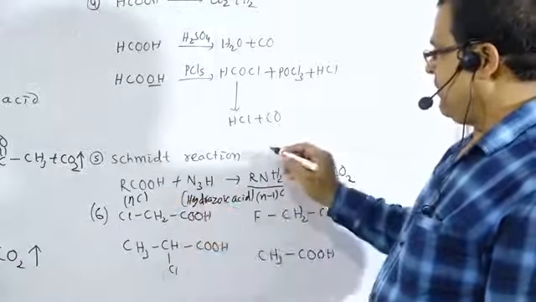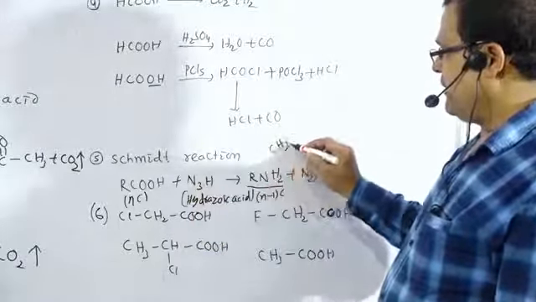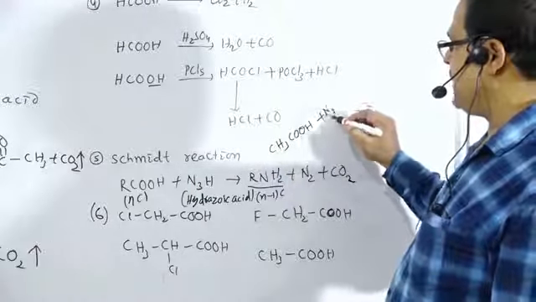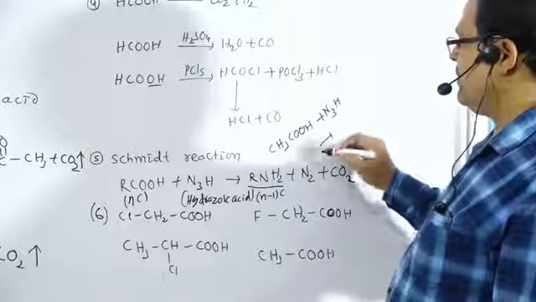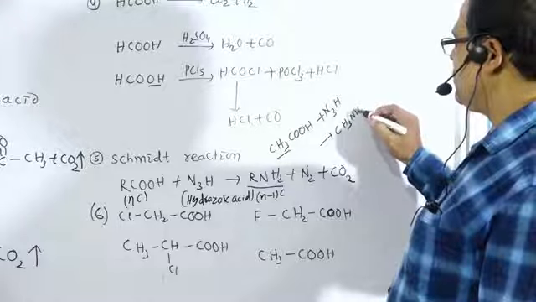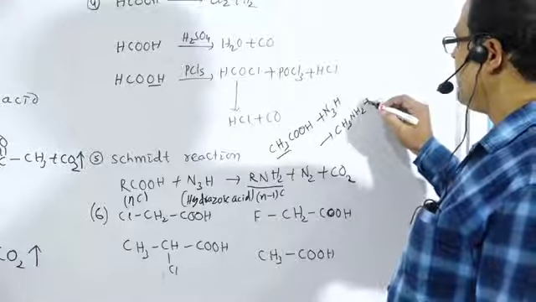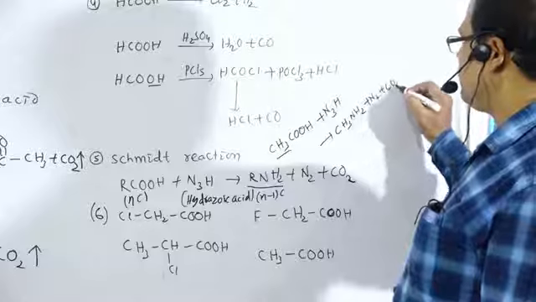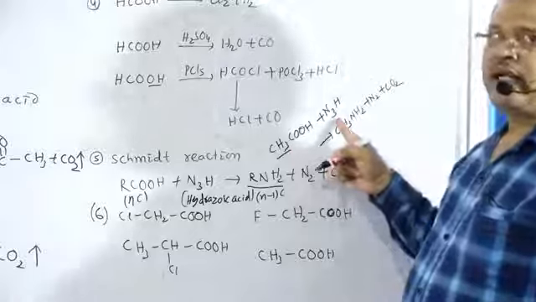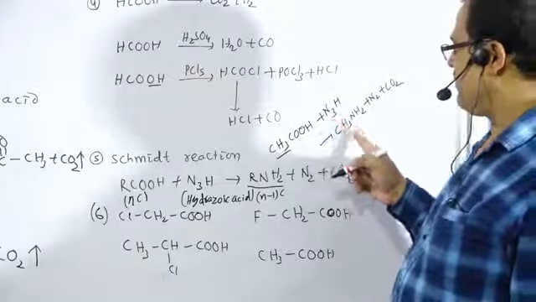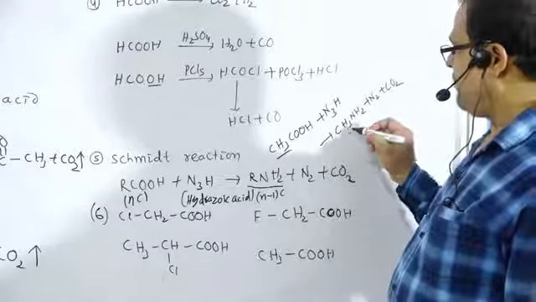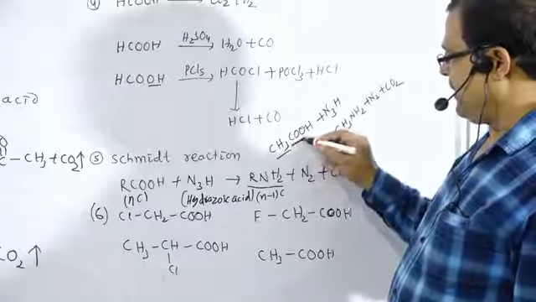If we take an example, acetic acid, CH3COOH, treated with hydrazoic acid, N3H, what will be the product? That is CH3NH2 plus N2 plus CO2. CH3COOH plus N3H, hydrazoic acid, gives the primary amine, methylamine. The extra carbon is removed in the form of carbon dioxide.